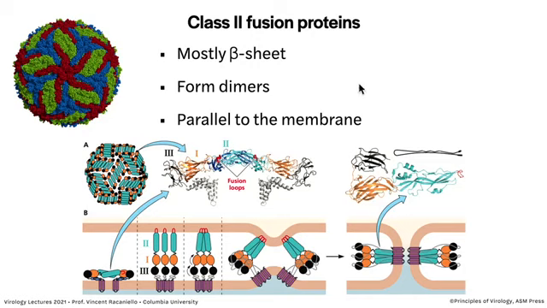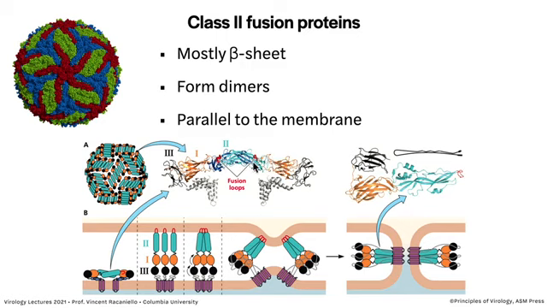So we also have class 2 fusion proteins and also class 3, but I'm not going to tell you about class 3. But class 2 are quite interesting because they are quite different in structure. They're mostly beta sheet, right? If you look at this, here's a class 2 fusion protein, beta sheets mostly. No, very little alpha helix. They make dimers instead of trimers, and they go parallel to the membrane. That's the most important thing for you.